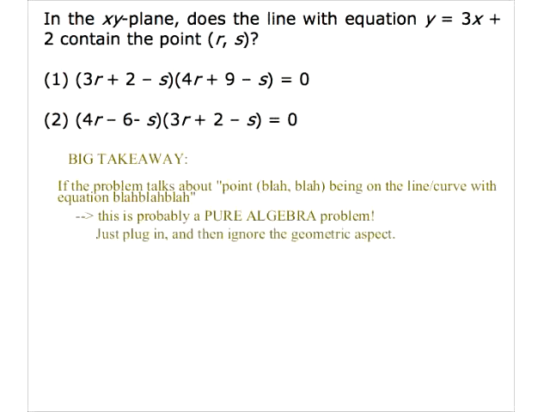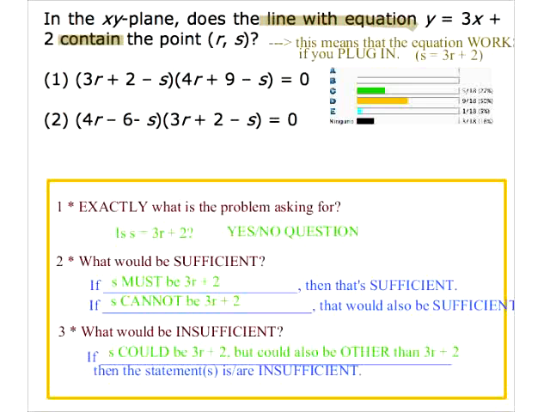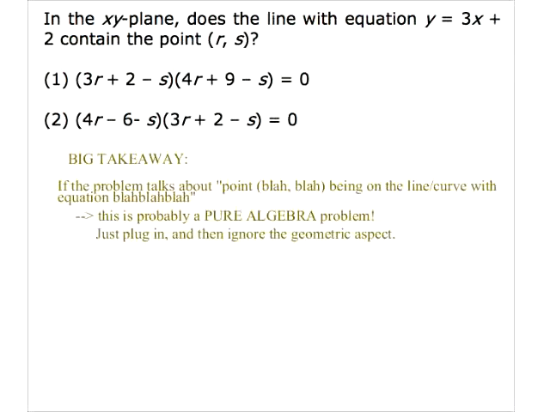So that's what happens here. This is not really a geometry problem at all. The line is just a stupid distraction. We don't care. We're trying to figure out whether S is 3R plus 2, and then we're done. So, okay. Is S equal to 3R plus 2? Let's talk about it.